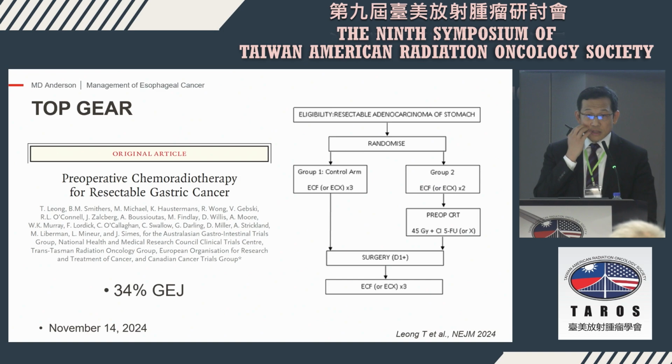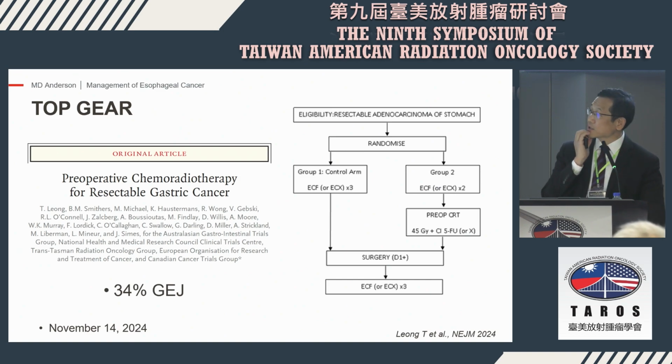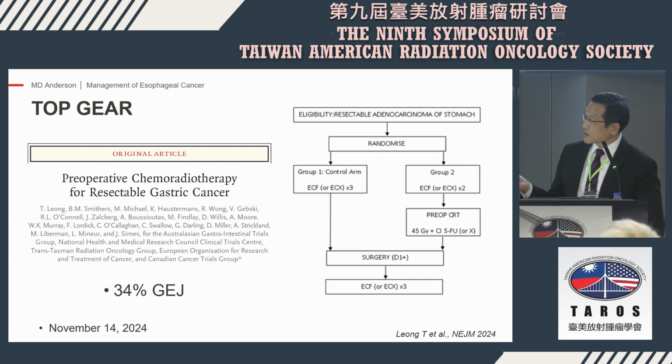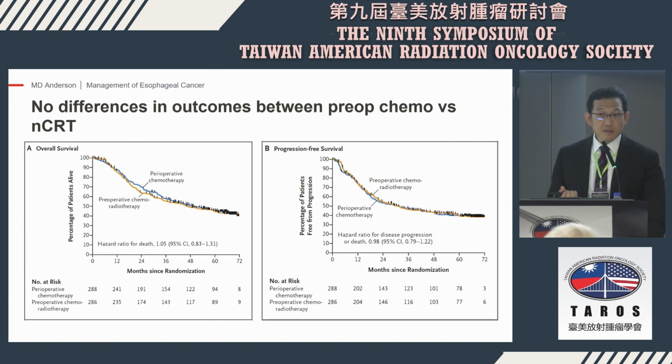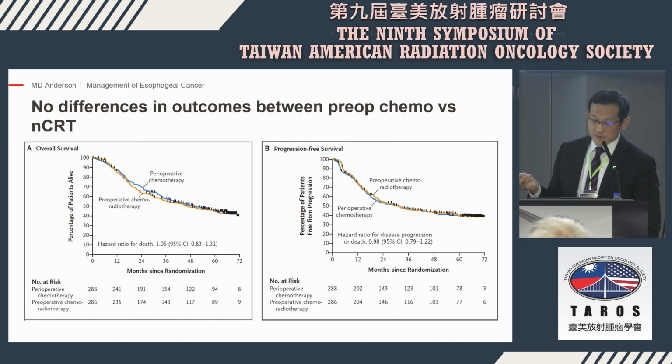So TOPGEAR. This is a trial that was just published late last year. This is mostly in gastric cancer. Approximately a quarter of the patients had esophageal cancer. So the patients were randomized to ECF, ECX times 3, surgery, versus chemotherapy induction, then preoperative chemoradiation with 45 gray, surgery, and then postoperative chemotherapy. Again, showing no differences when comparing chemotherapy versus chemoradiation, in both overall survival as well as progression-free survival.